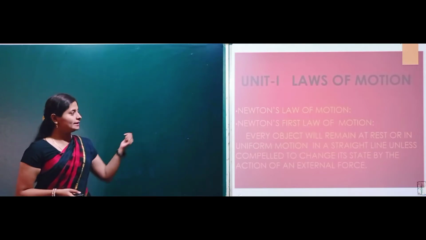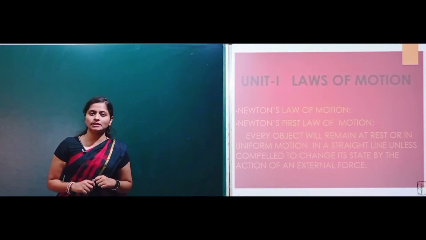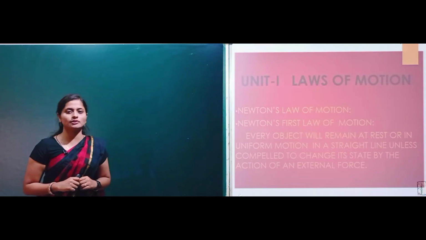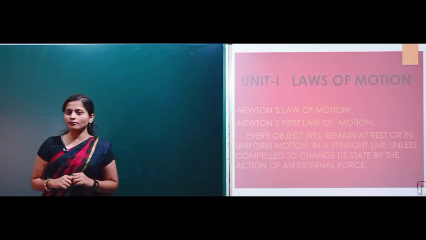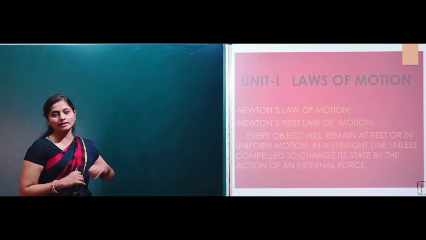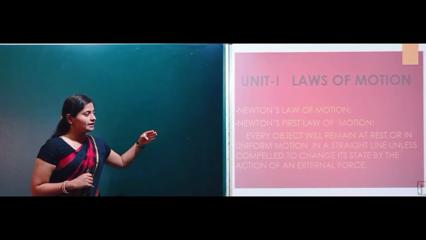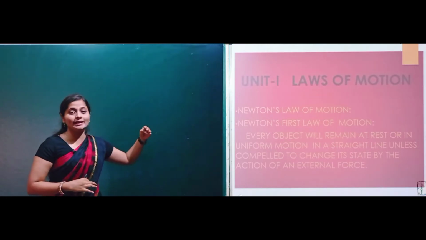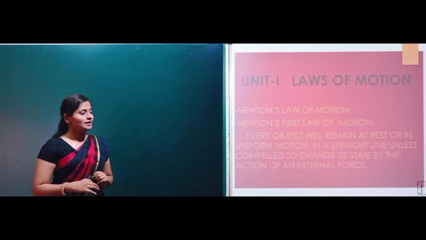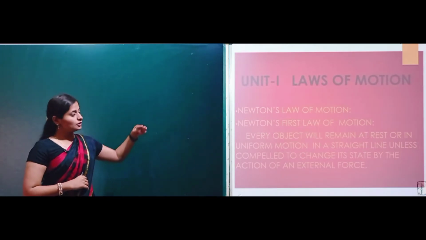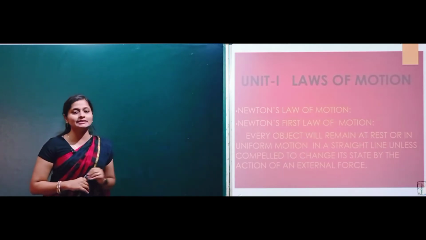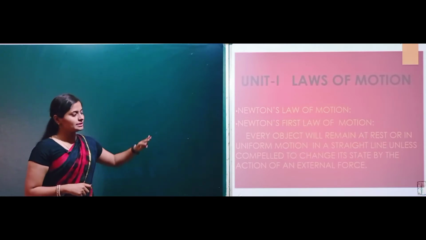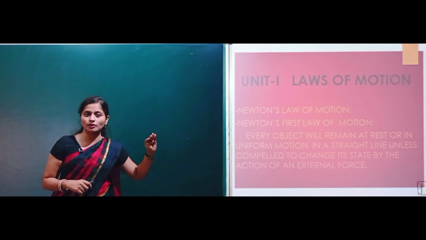Already you know that in Newton's laws of motion you have 3 laws: first law, second law and third law. One by one we will see Newton's laws of motion. See here, Newton's first law of motion. What is Newton's first law of motion? Every object will remain at rest or in uniform motion in a straight line unless compelled to change its state by the action of an external force. So this is the definition of Newton's first law of motion.